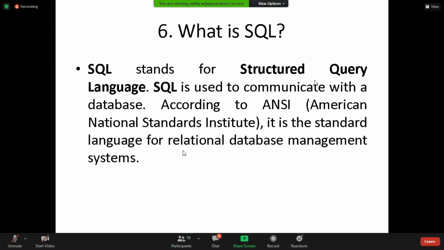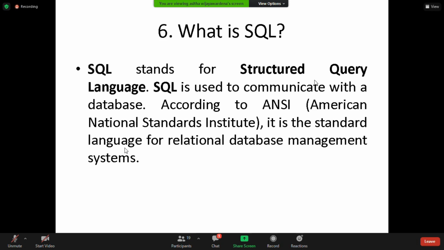Right. Then SQL, as I told you, is structured query language, which we use to communicate with our database. As stated by the American National Standards Institute, it is used as the standard language for relational database management systems.